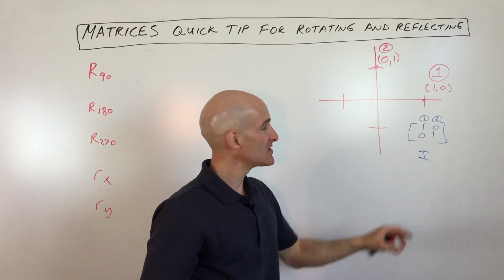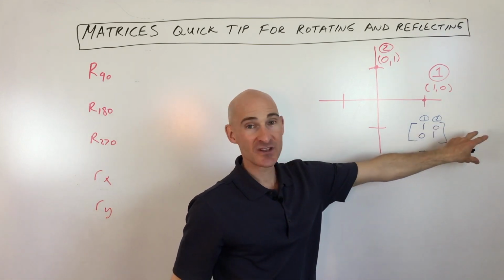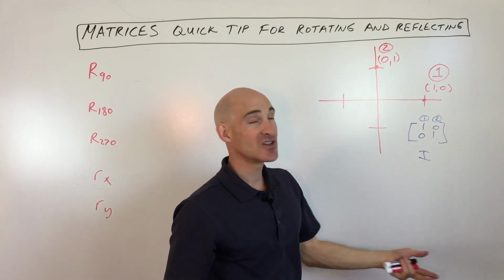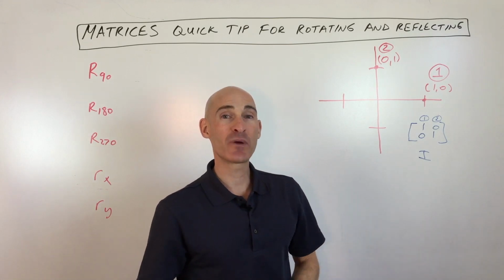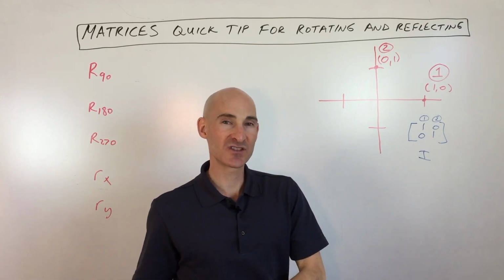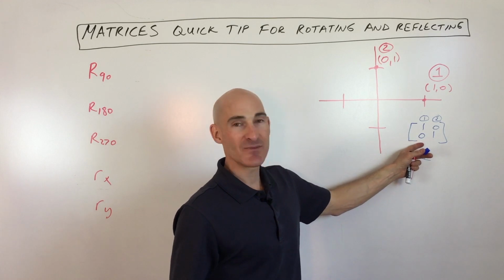The identity matrix means that if you multiply this times another matrix, okay, it's going to give that matrix back. So it's just like multiplying by the number 1. Anything times 1 gives you itself back. Same thing with the identity matrix.